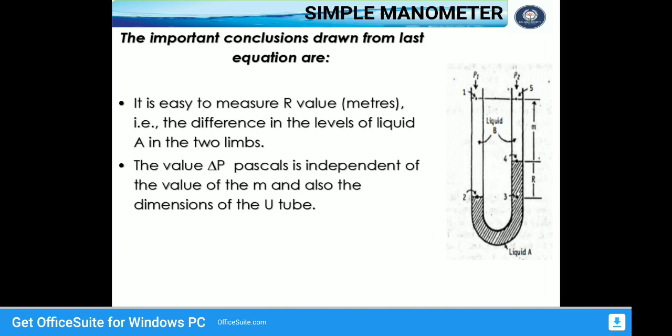Now, the important conclusions drawn from the last equation are: it is very easy to measure the R value, that is, the difference in the level of liquid A in the two limbs, in meters. The value of delta P in Pascal is independent of the value of M and also of the dimensions of the U-tube.